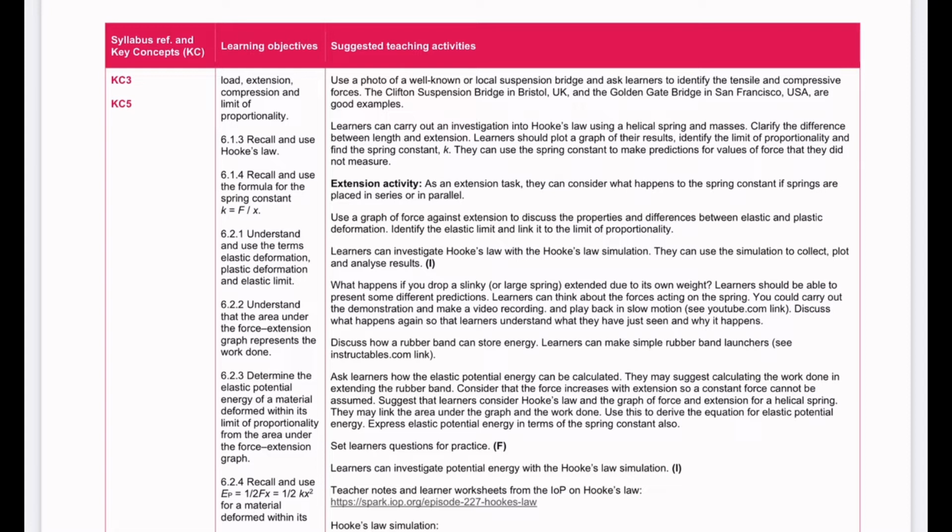6.1.3 Recall and use Hooke's law. 6.1.4 Recall and use the formula for spring constant. Spring constant, or k, is equal to force upon x, which is extension.